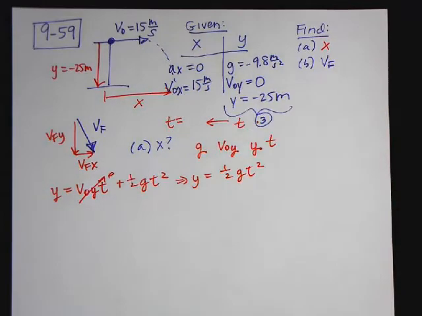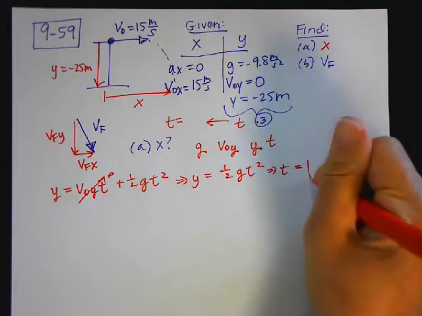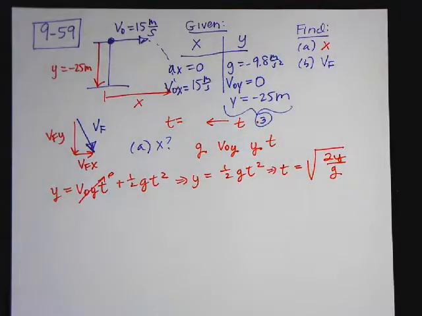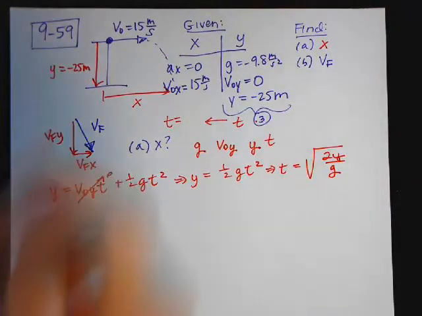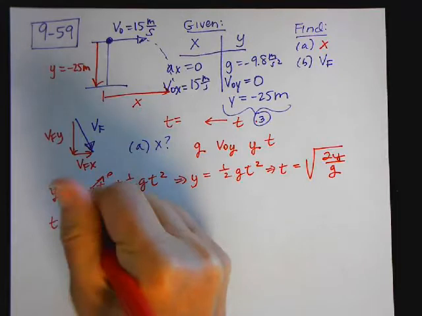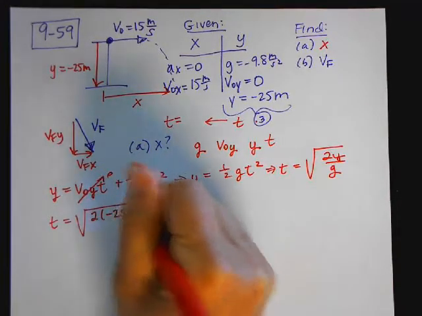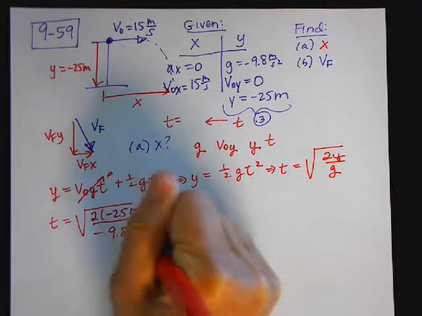I want to solve for t, so I'm going to rearrange the equation to solve for the unknown in terms of the known. So t is equal to the square root of 2y over g. If I do this, I'm less likely to make a mistake. I'm not going to forget to take that square root at the end. So t is equal to the square root of 2 times negative 25 meters divided by negative 9.8 meters per second squared.